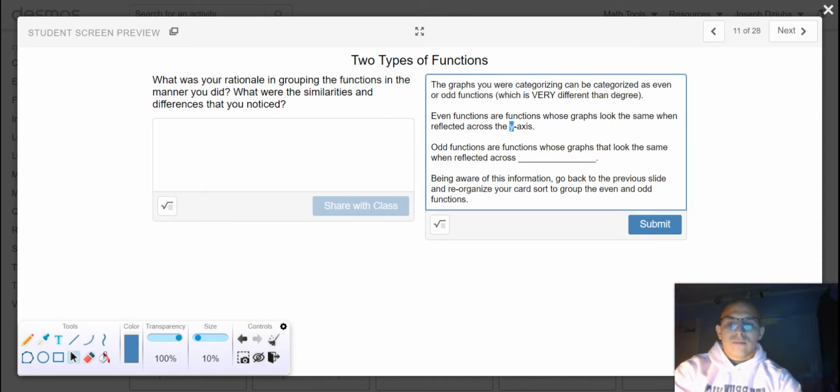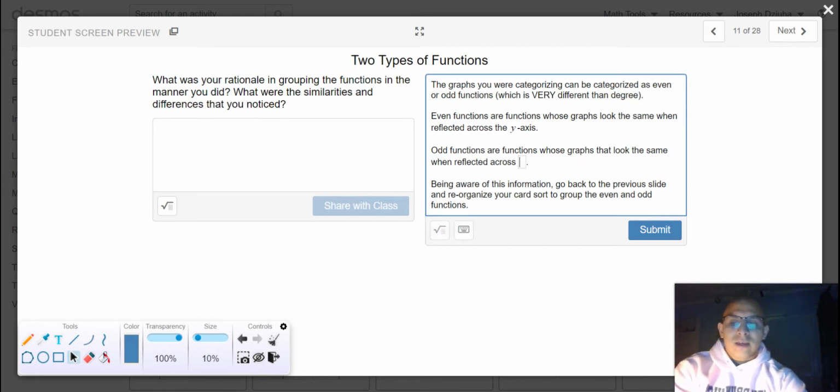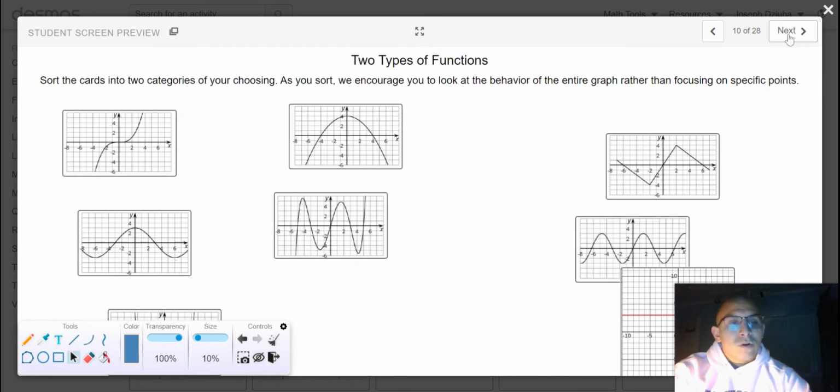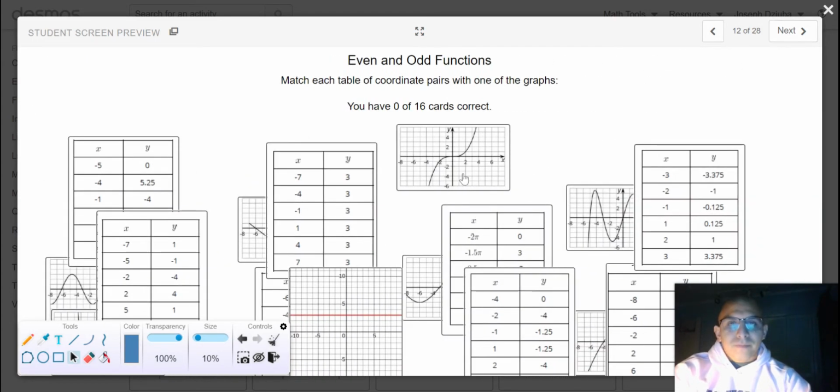Don't know why that's not working. Okay. And odd functions are functions whose graphs look the same when reflected across the x and y axes. Now that you're aware of this information, you might want to go back to the previous slide and reorganize your cards with those two thoughts in mind.